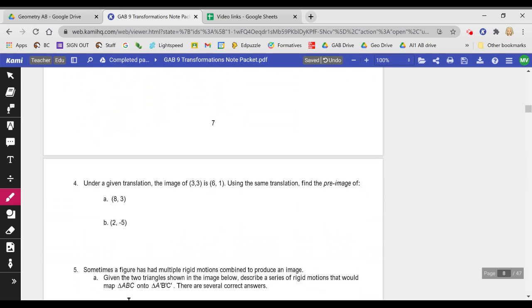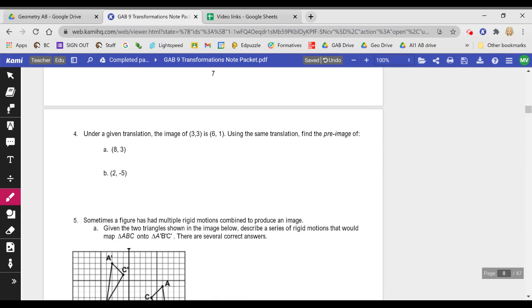Number 4, under a given transformation, 3, 3 is mapped to 6, 1. Using the translation, find the pre-image of each of these. So if I went from 3, 3 to 6, 1, my x coordinate added 3, and my y coordinate subtracted 2. So the vector of translation is 3, -2.